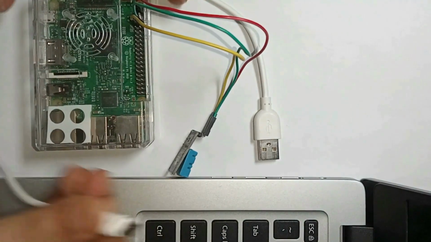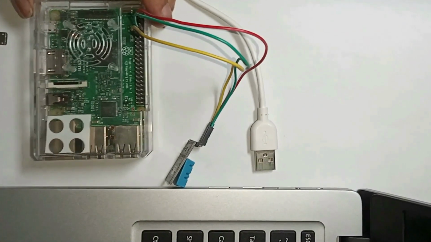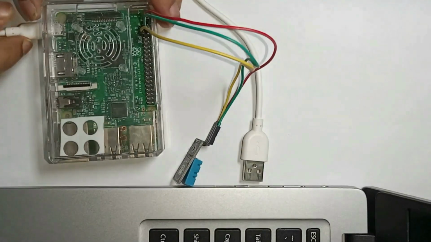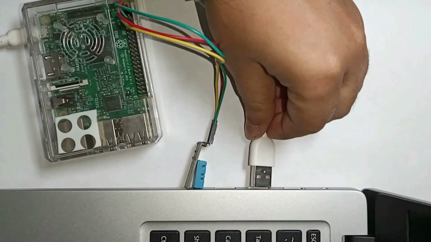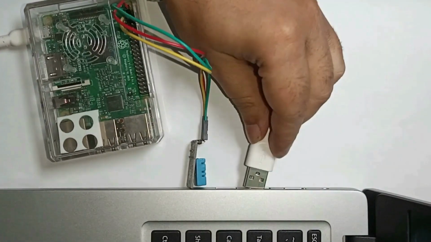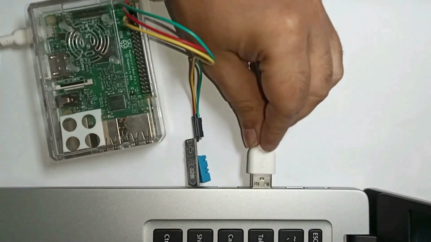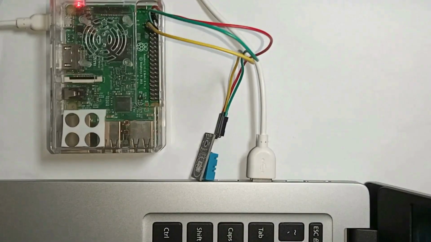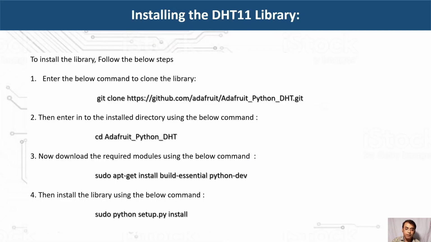Now I'll connect my micro USB type B to this Raspberry Pi and to my laptop. As you can see, the power is on. So now I will tell you how to install the DHT11 library or Adafruit library. Guys, you can see the commands, already I have discussed earlier.